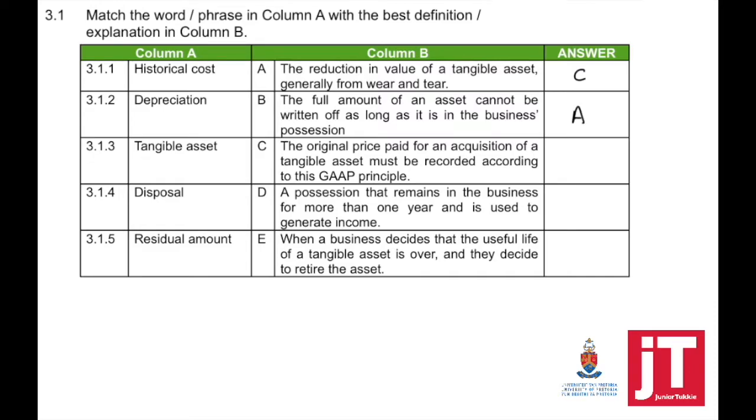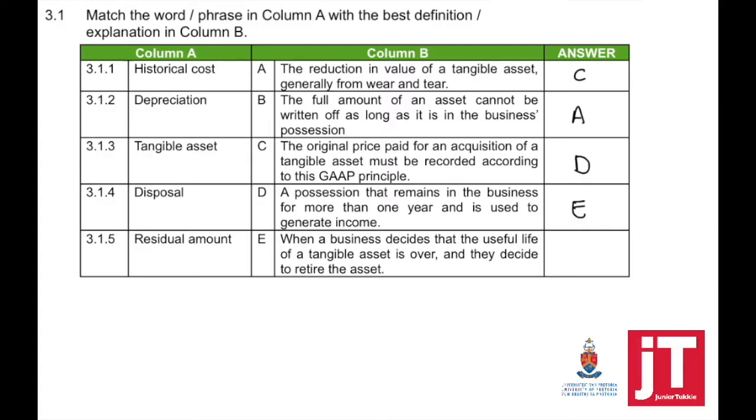Depreciation is number A, a reduction in value of a tangible asset, generally from wear and tear. Tangible asset: a possession that remains in the business for more than 1 year and is used to generate an income. If I buy a vehicle, I'm going to generate an income from that. Disposal is number E, when a business decides that the useful life of a tangible asset is over and they decide to retire or sell the asset.